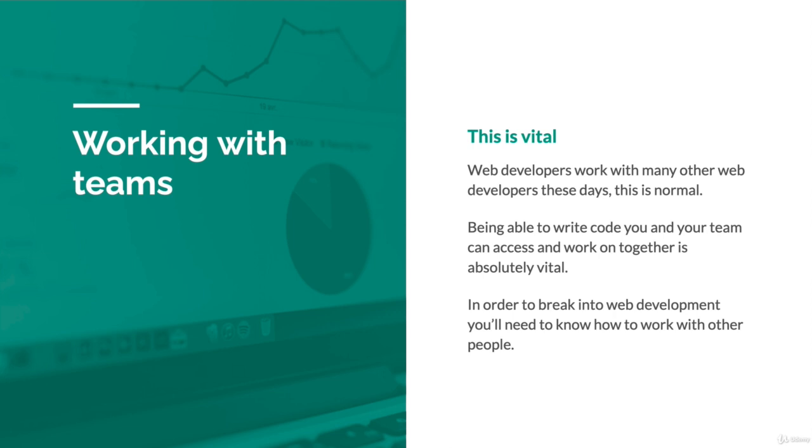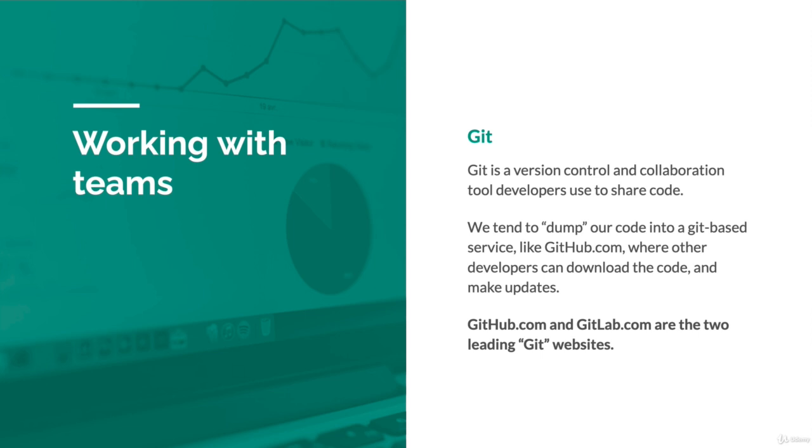So being able to write code that you and your team can access and work on together is absolutely vital. In order to break into web development, you're going to need to know how to work with other people, and they're going to need to know how to work with you as well. Now, we use a program called Git. Git is a version control and collaboration tool that developers use to basically share their code and go back in time in case they made a mistake.